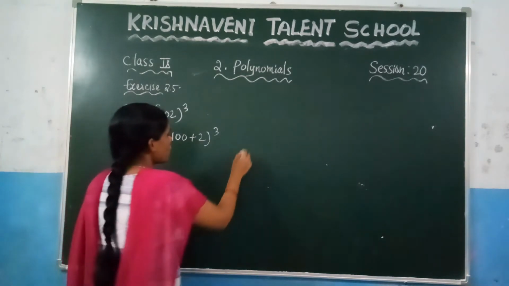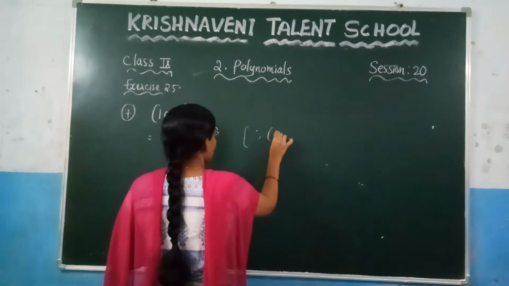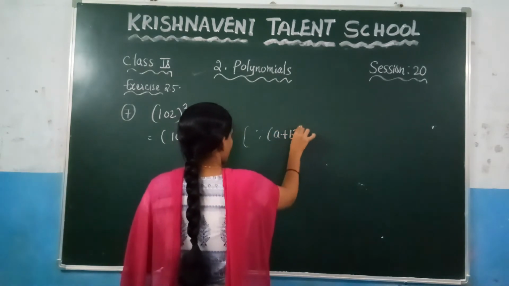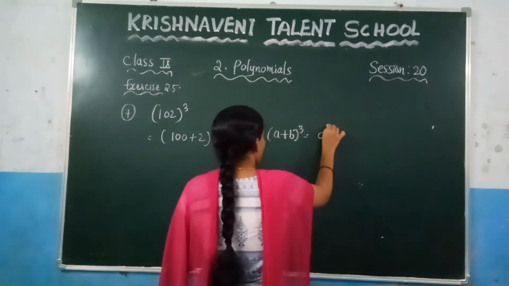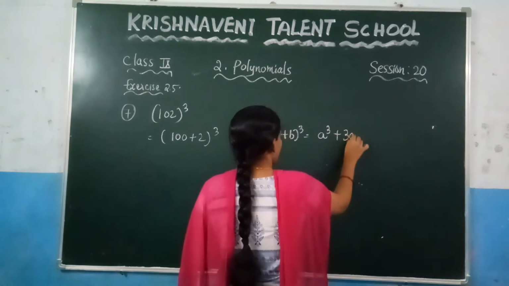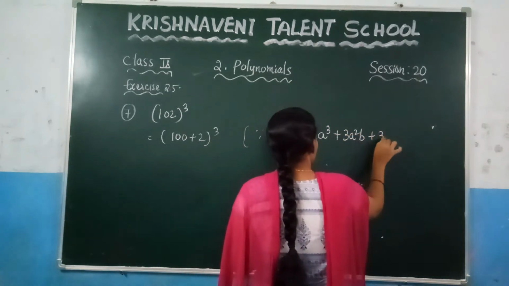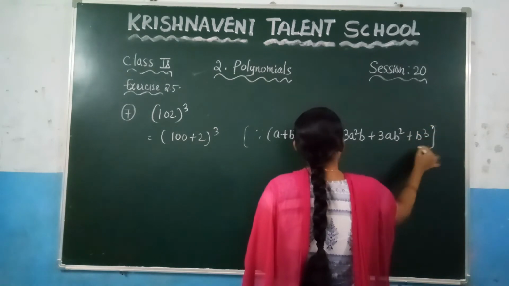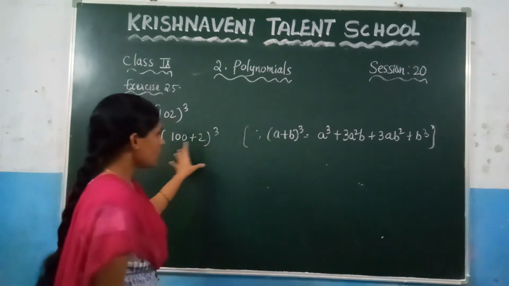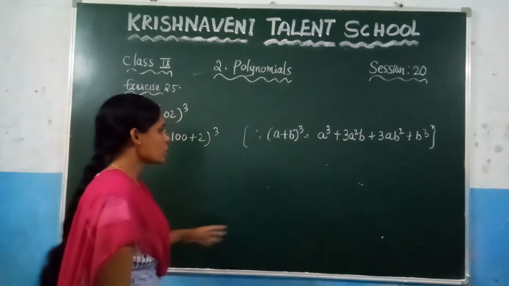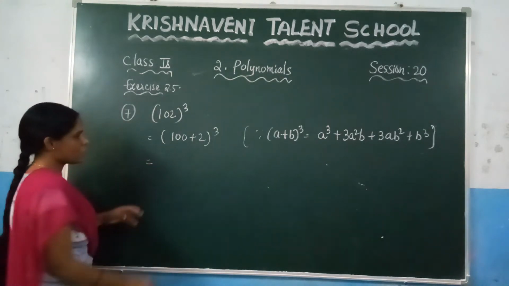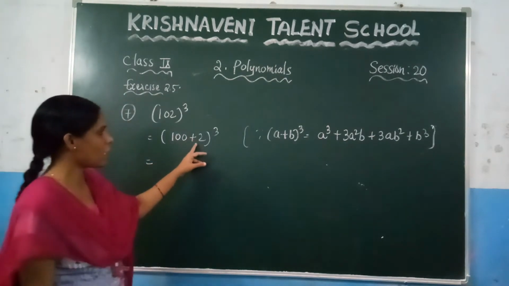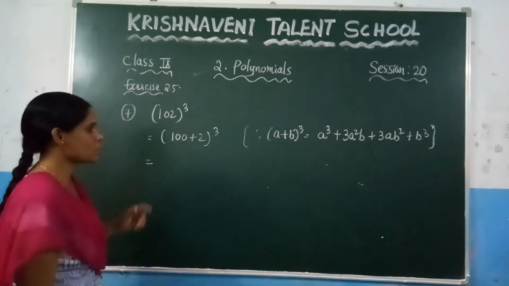Now write the formula for a plus b whole cube, which is nothing but a cube plus 3a square b plus 3ab square plus b cube. Just expand this by applying this identity. Here the value of a is 100 and the value of b is 2. Just substitute in that.